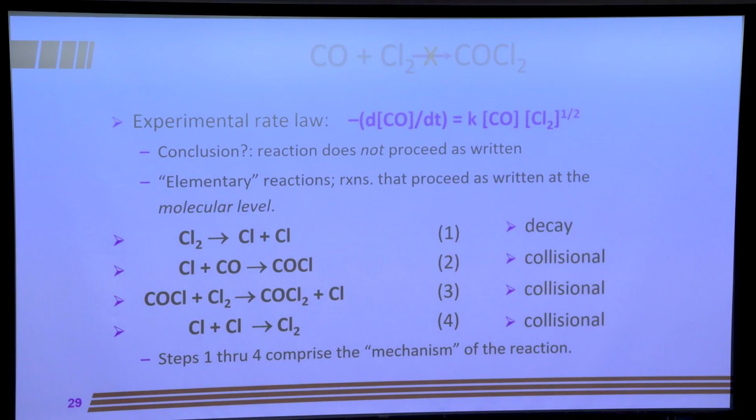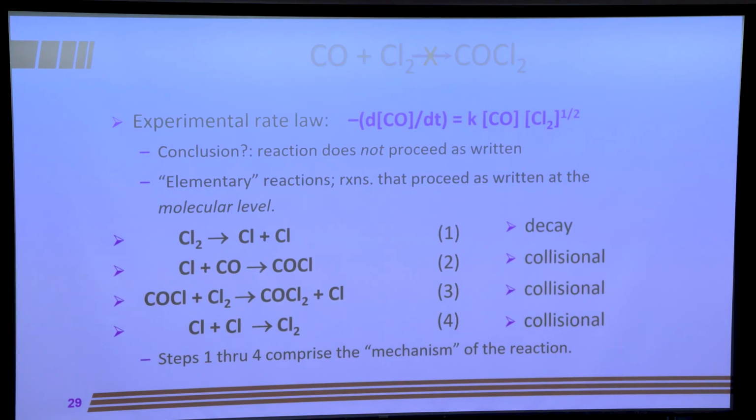Okay, so here I said earlier that CO plus Cl2 gives COCl2, and the rate law of this reaction was equal to the rate constant times the concentration of CO to the power of 1 times Cl2 to the power of a half, okay? So you can tell that this reaction is definitely not elementary, right? Because the order is 1.5 order, okay?